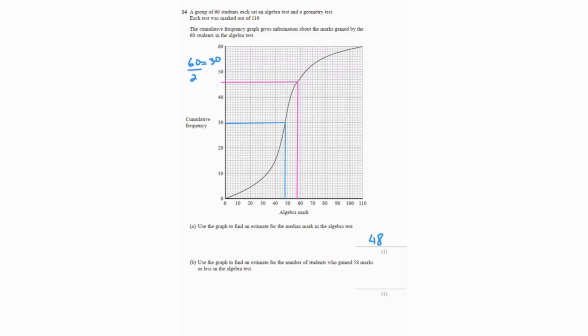And that's giving us 46. So they want us to find an estimate for the number of students who gained 58 marks or less. So that's 46. If it was more, then you would subtract 46 from 60 to get the number of people who scored more. But now the focus is on this part over here. So this part is 46 people.